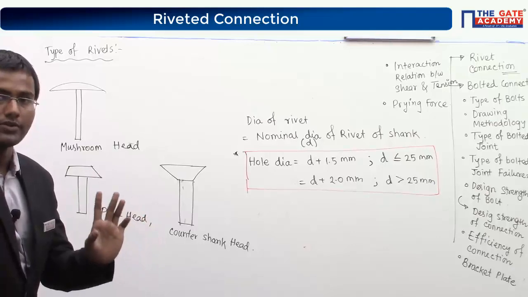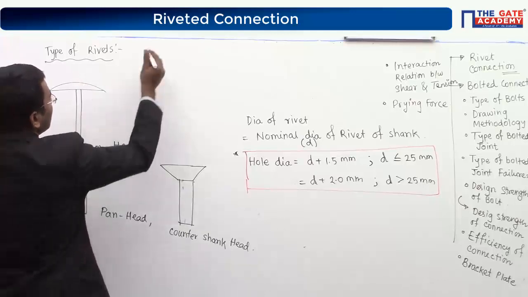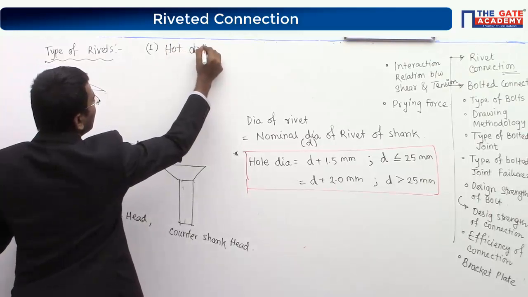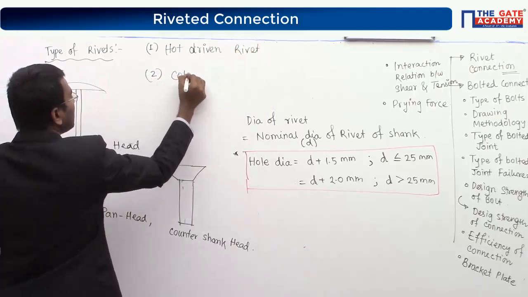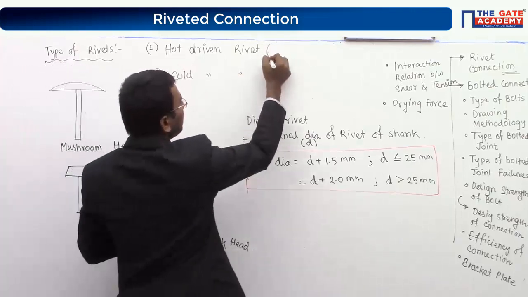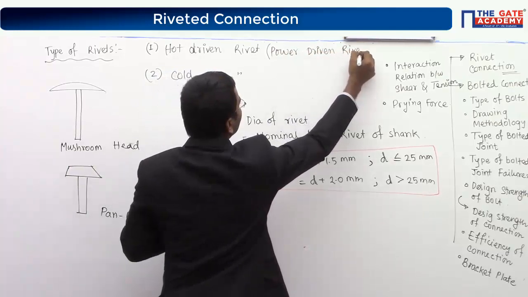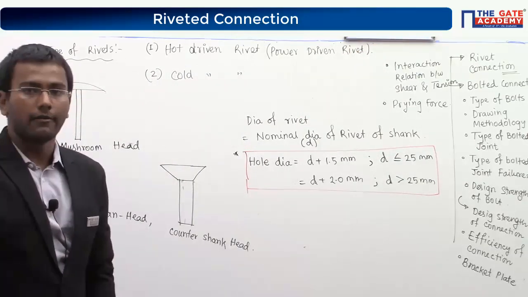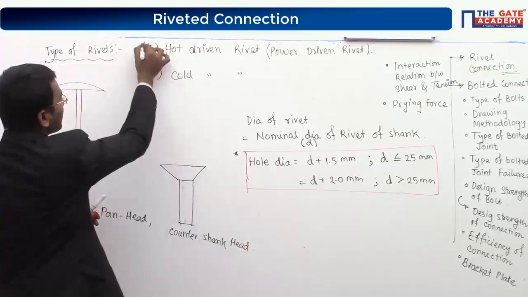The important part to remember for types of rivets is number 1, hot driven rivet, and number 2, cold driven rivet. Hot driven rivet is also known as power driven rivet. This is the important part I have to know for types of rivets.